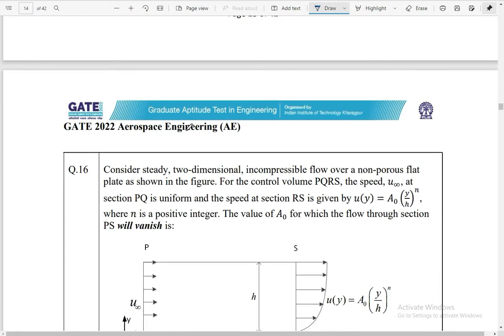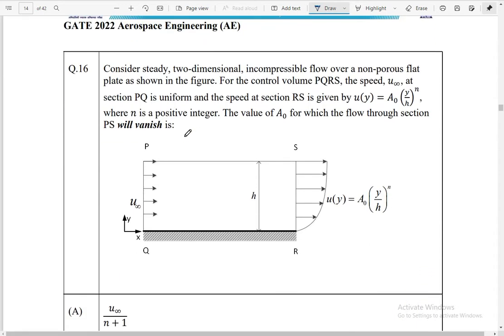In question number 16, consider a steady two-dimensional incompressible flow, and the diagram is given here. The question is that PQ is uniform and the speed at section RS is given by u of y equal to a naught times (y by h) to the power n. N is a positive integer. The value of a naught for which the flow through section PS will vanish is.